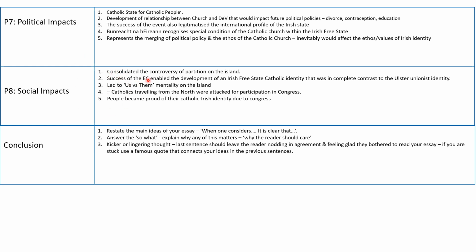So consolidated the controversy of partition on the island. The success of the Eucharistic Congress enabled the development of an Irish state Catholic identity that was complete contrast to the Ulster Unionist identity, led to an us versus them mentality. Catholics travelling from the north were attacked. People became proud of their Catholic Irish identity. So these were the pieces of evidence that my student used to write that sample paragraph that you would have seen earlier that contained all those characteristics of good historical writing.